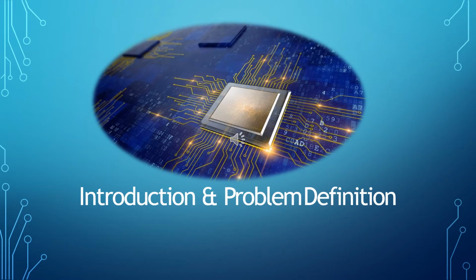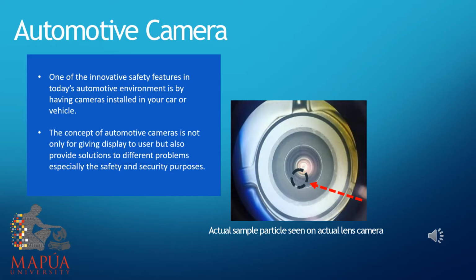Introduction and problem definition. First, I would like to discuss our product, which is the automotive camera. One of the innovative safety features in today's automotive environment is having cameras installed in your car or vehicle. This is a sample of the camera, a front view camera. The concept of automotive cameras is not only for giving display to the user, but also to provide solutions to different problems, especially safety and security purposes.